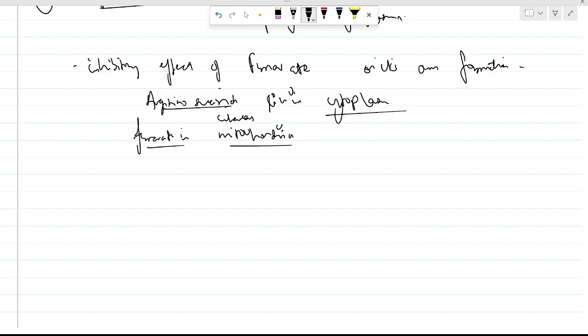Now we will move on to the urea cycle and its disorders. Disorders of the urea cycle.